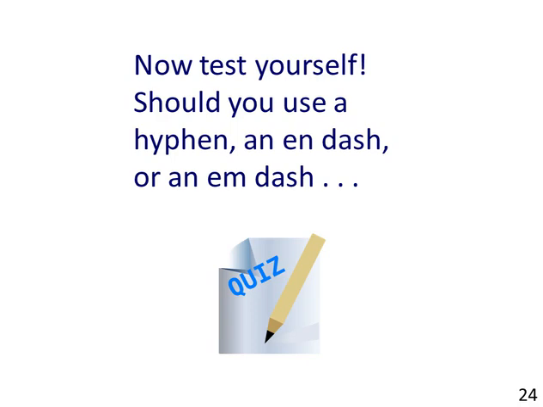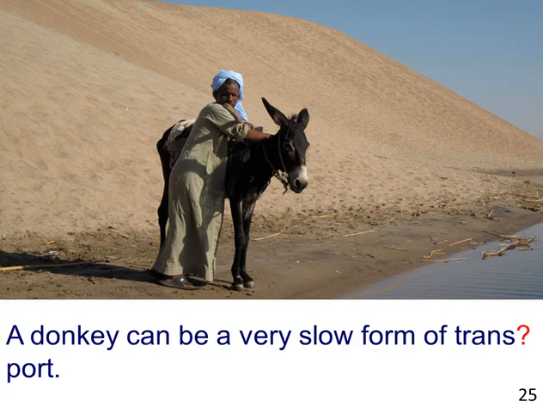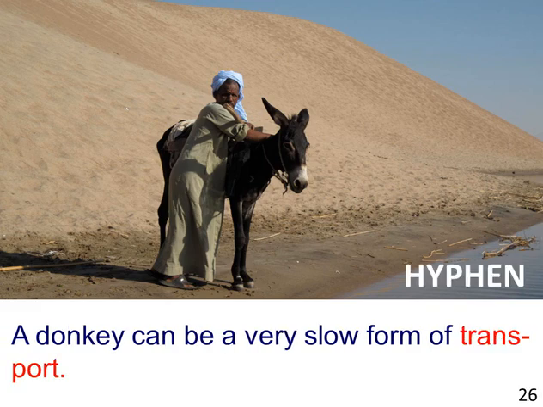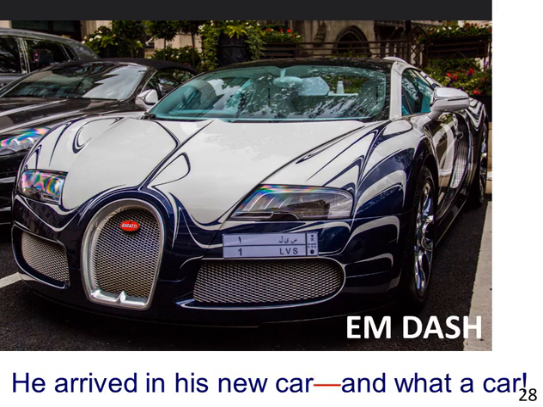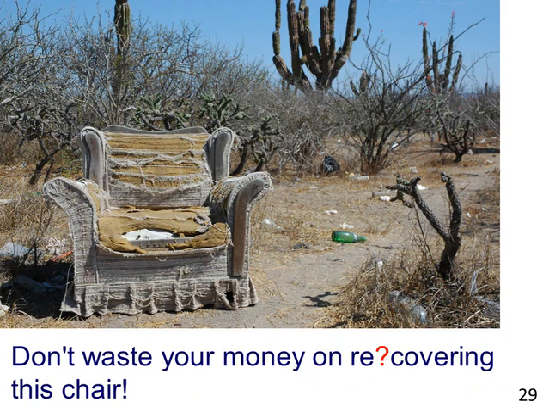Should you use a hyphen, an n dash, or an m dash? A donkey can be a very slow form of port. Answer, hyphen. A hyphen is used to break words at the end of a line. He arrived in his new car, and what a car! Answer, m dash. An m dash can be used when there's a sudden change of thought. Don't waste your money on covering this chair. Answer, hyphen. A hyphen is used to divide a word into parts.